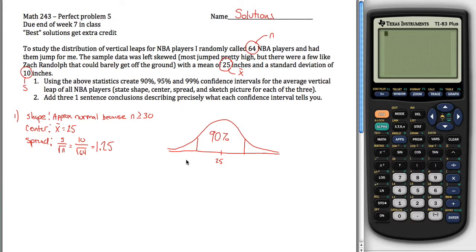So you can come up with that a few different ways. You could use the inverse normal function on your calculator. You could say there's 5% area out here. So 0.05 with inverse norm will give you the answer. But there's an easier way to do it.